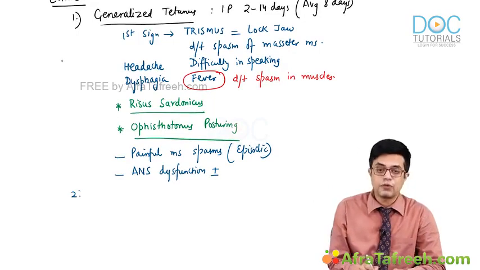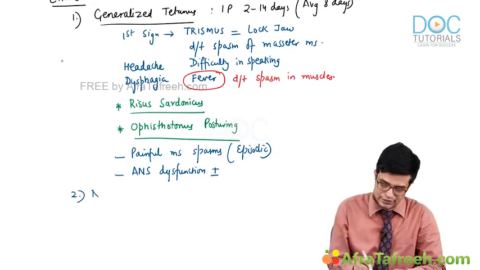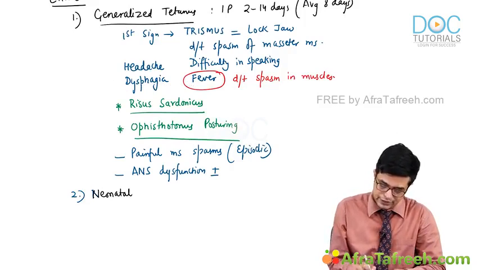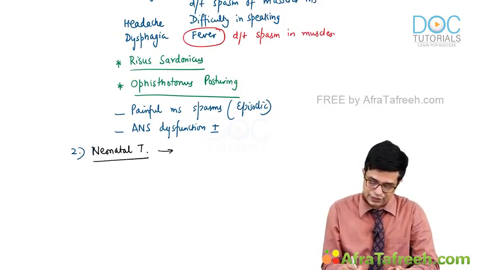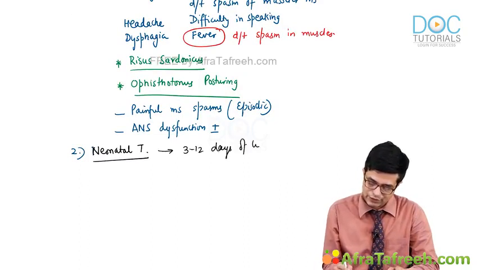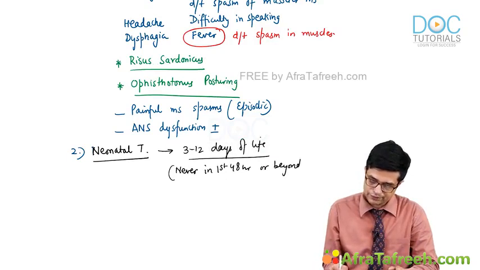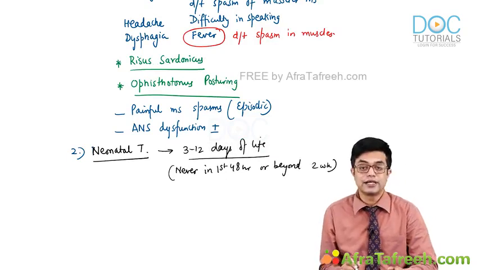The second common form is neonatal tetanus. In the neonatal form of tetanus, the disease always presents between 3 to 12 days of life. Nelson is very clear, it never presents in the first 48 hours of life or beyond 2 weeks. This is the time during which neonatal tetanus will develop.